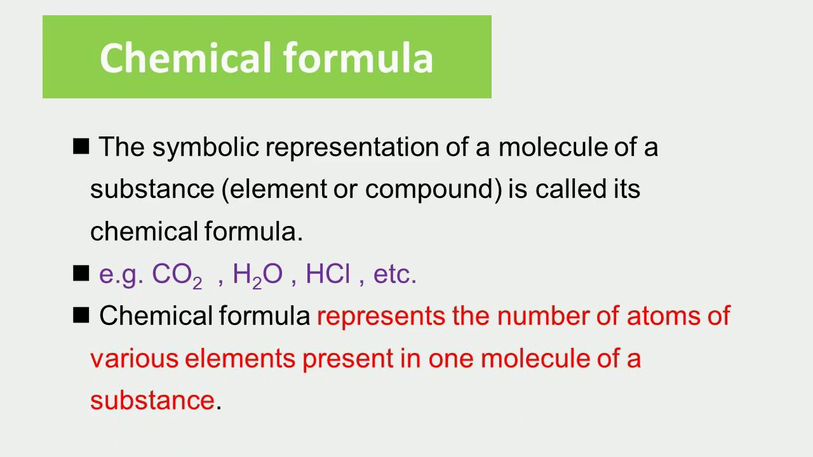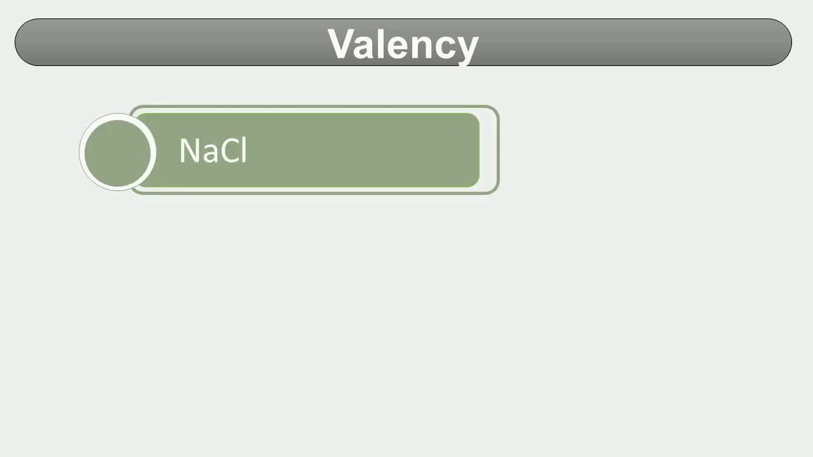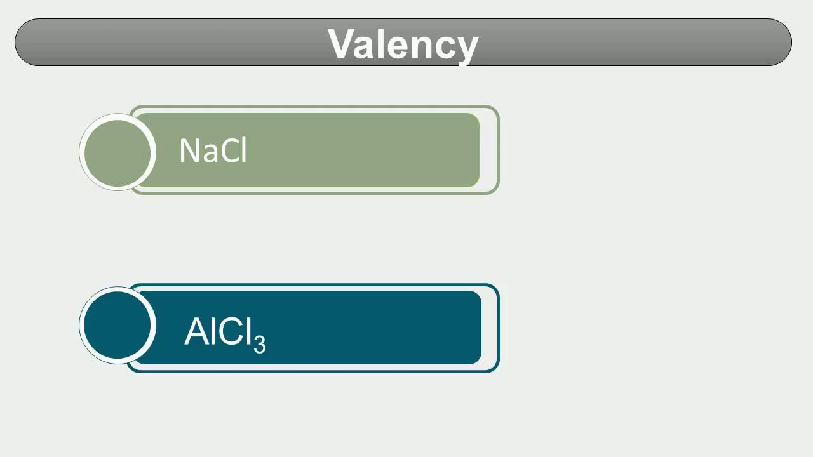Then our next topic is valency. We know that elements differ in their ability to combine with other elements. Some can combine with only one atom at a time, while some can combine with more than one atom at a time. For example, sodium can combine with only one atom of chlorine at a time, but one atom of aluminium can combine with 3 atoms of chlorine at a time. This combining ability of an element is given by valency.